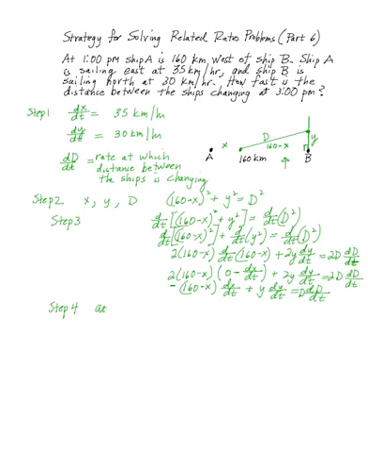So, at 3 p.m., what is x? Well, look back at your diagram. X is increasing at what rate? Look at step 1. X is increasing at a rate of 35 kilometers per hour. At 3 p.m., how long has the ship been traveling from its original position?